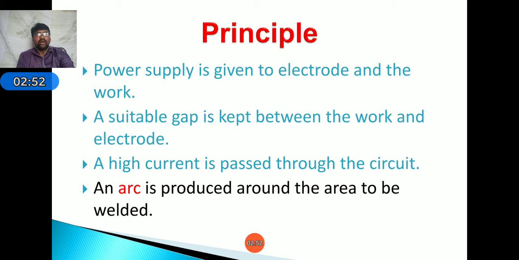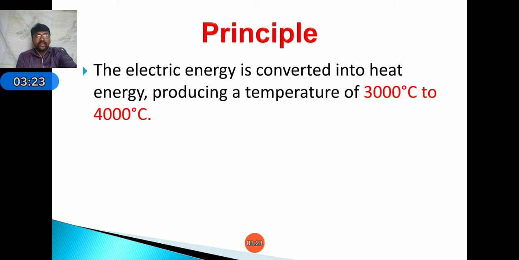How is the electric arc produced between the electrode and the workpiece? When electrons flow from the negative to the positive terminal, some collisions develop. Due to these collisions, heat is developed, and by utilizing this heat energy, we join the two work pieces. Here, the electrical energy is converted into heat energy at a temperature of 3000 degrees centigrade to 4000 degrees centigrade. That much temperature develops at the junction of the electrode and the workpiece.